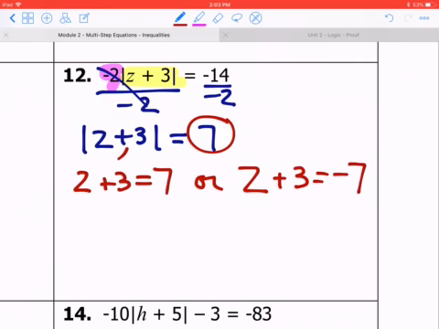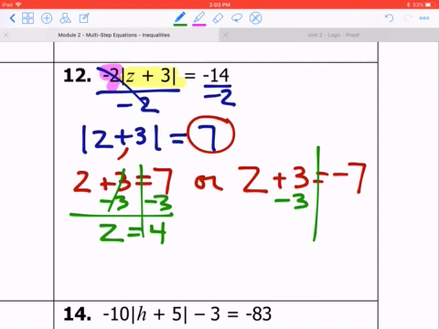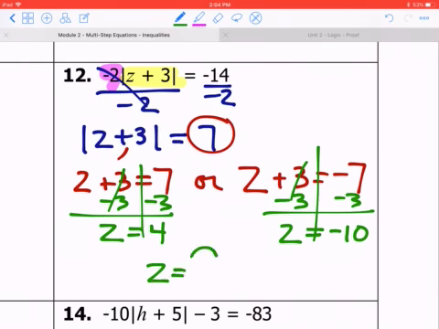And now we're going to solve both equations. Excuse me. All right. Didn't mean to sneeze. So now we have z plus 3. So I'm going to subtract 3. And this one's going to be that z equals 4. Or if I come over here and subtract 3, z equals a negative 10. All right, see how I'm doing that? So now z is equal to 4 comma negative 10.